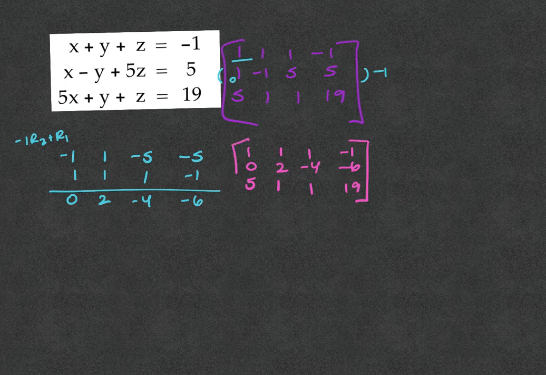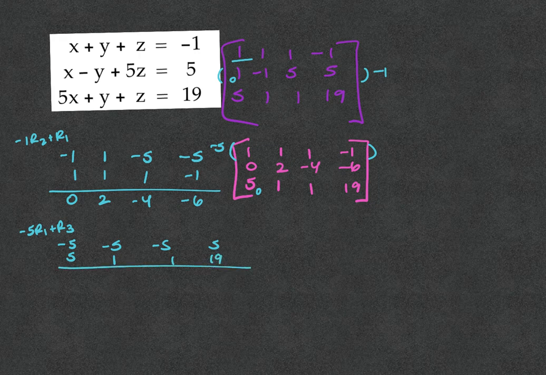Now moving down, I want a 0 here. I could do negative 5 row 1 plus row 3. Negative 5, negative 5, negative 5, positive 5, 5, 1, 1, 19. 0, negative 4, negative 4, 24. Replaces row 3. It would be easy to get this 1 here, if that makes it easier. You totally can do that now, or you can keep going. 0, 2, negative 4, negative 6. 0, negative 4, negative 4, 24.